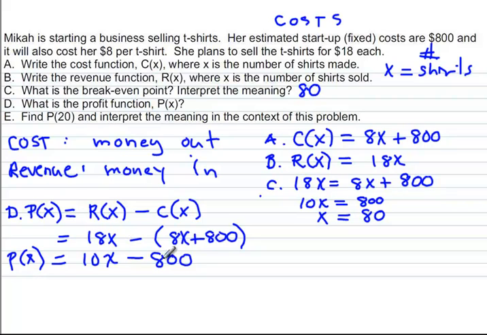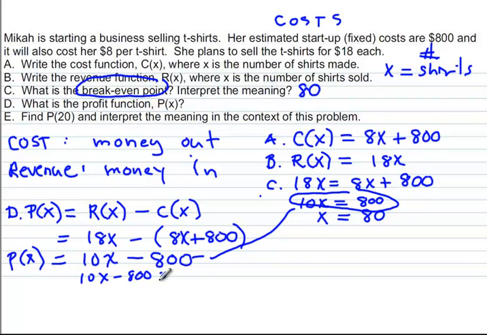Now, if we were to set the profit equal to 0, that's another way to say break even. And take a look at this, 10x minus 800. Look, this 10x equals 800. Those are related to each other. Because if you were to set this equal to 0, 10x minus 800, you'd be finding the break-even point. 10x would be 800, and x would be 80 again. So once again, we'd find profit 0, break-even, same number of shirts, 80.